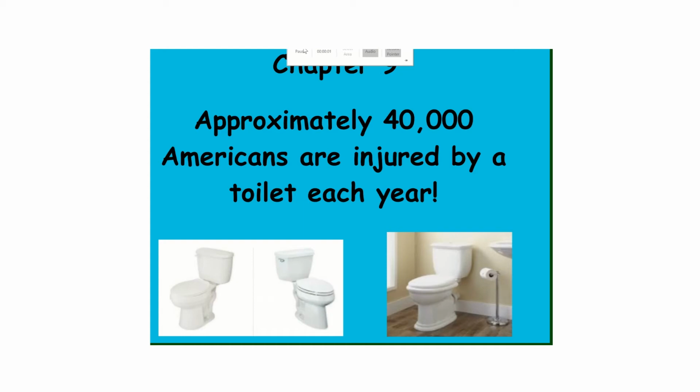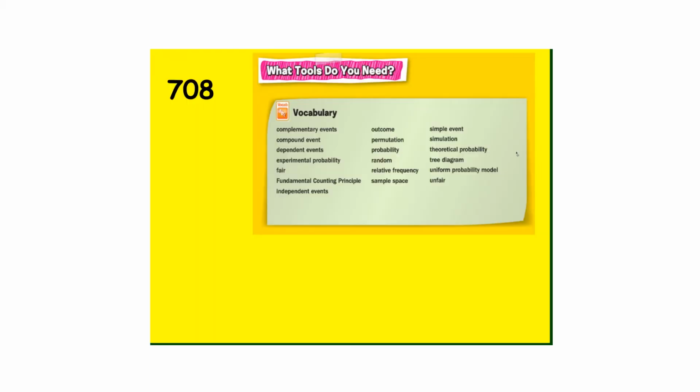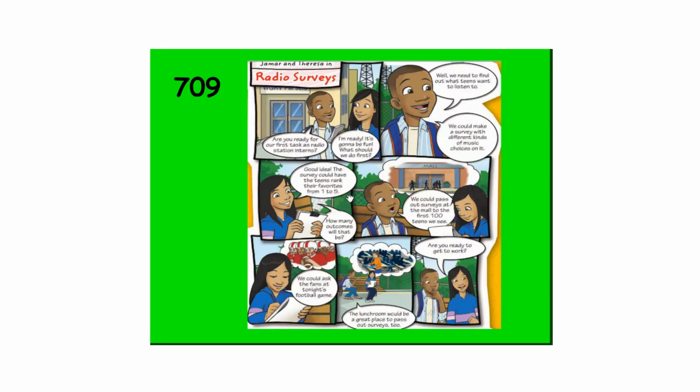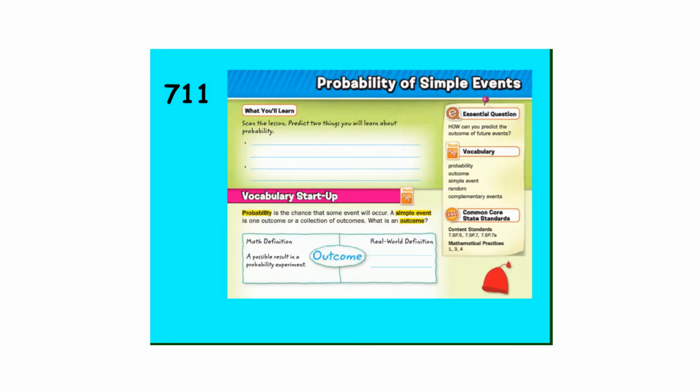All right, getting ready for chapter 9 in page 708. There are some vocabulary words. 709, there's this cartoon, and I think you're going to need this on one of the homework problems later on in the chapter. And the chapter starts on page 711. Probability of simple events. So you're probably going to want some notes out for this chapter.